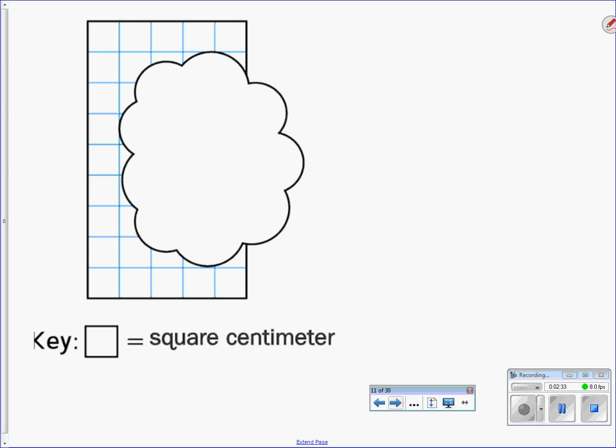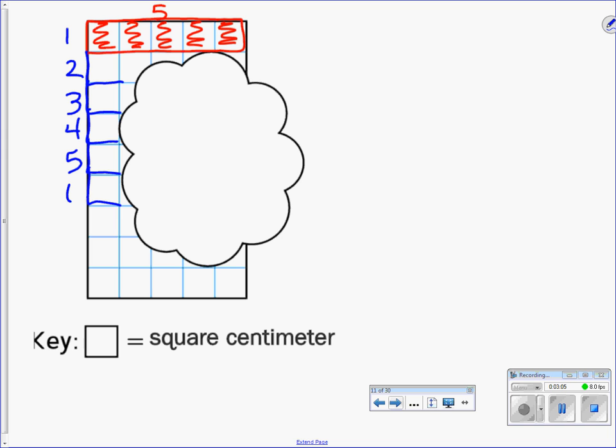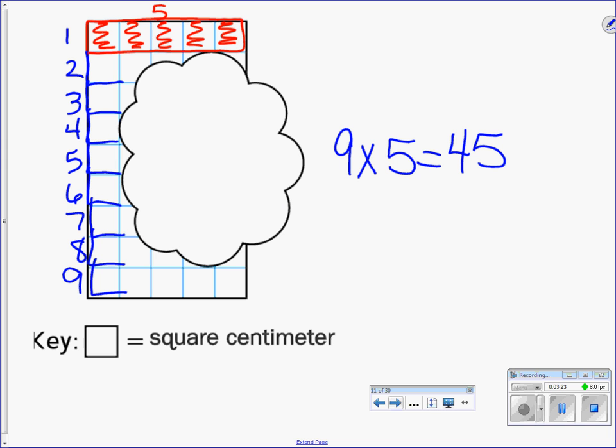Remember yesterday, on lesson 4.8, we talked about a composite unit. So we could look at this as our composite unit: 2, 3, 4, and we have 5. That tells me that each one of these going down is going to have 5 in it. So I have 1, 2, 3, 4, 5, 6, 7, 8, and 9. I'm going to have 9 rows, and 5 in each one. So I would write that as 9 times 5. And if we skip count 5s, 9 times 5 would equal 45.